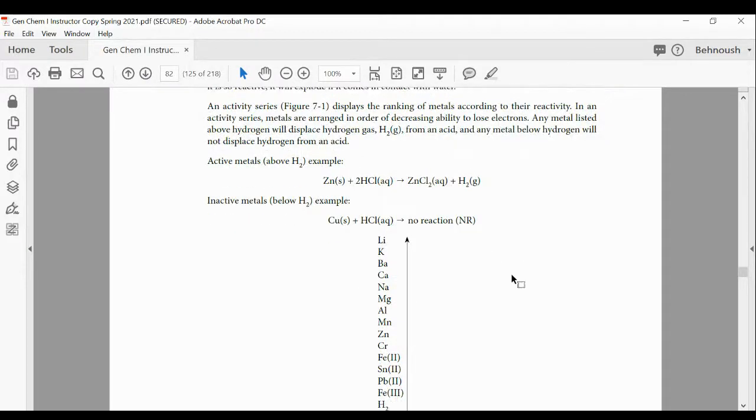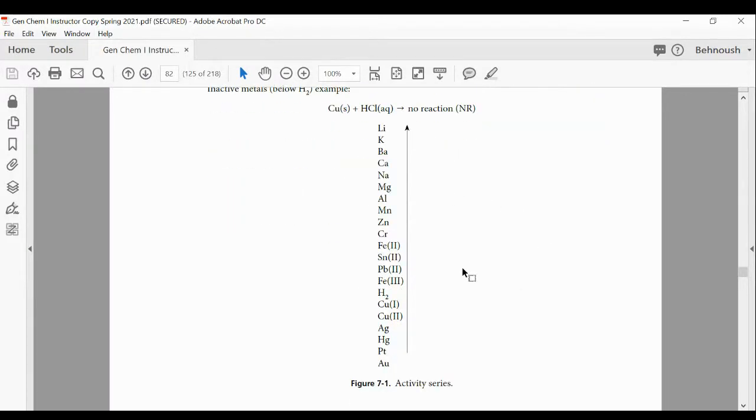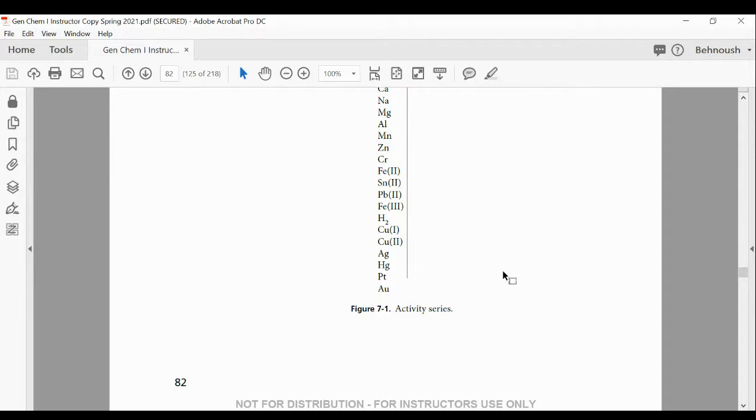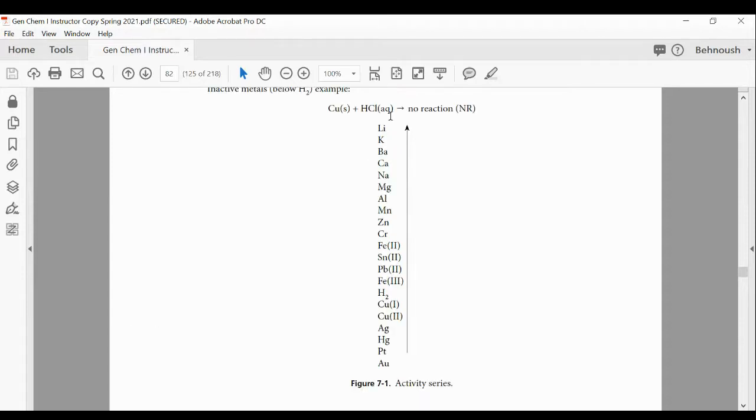So how do we know which element is more reactive? For that, you should always go back and check the activity series. We have the activity series on page 82 of the lab manual. Any element that is higher up is more reactive than the ones that are lower. What does it mean? It means that lithium can give electrons to potassium. Potassium can give electron to calcium. Calcium can give electron to any of these elements. But if you have mercury, mercury is not going to give electron to zinc. So the opposite is not going to work.